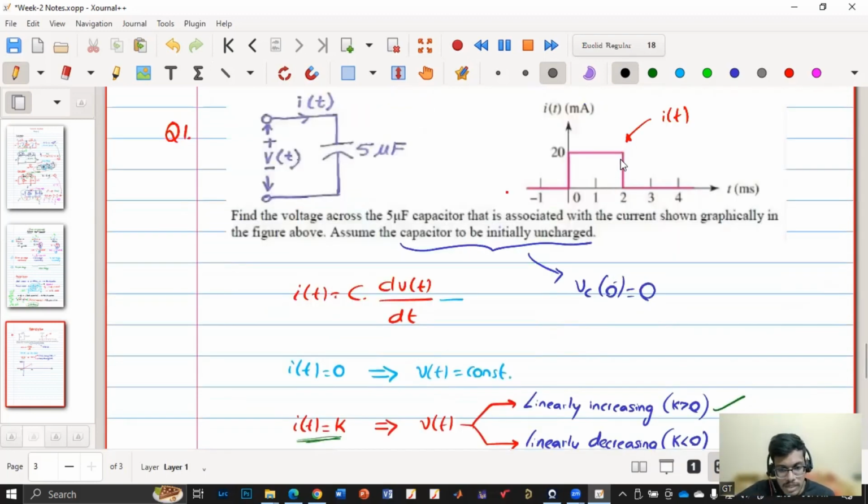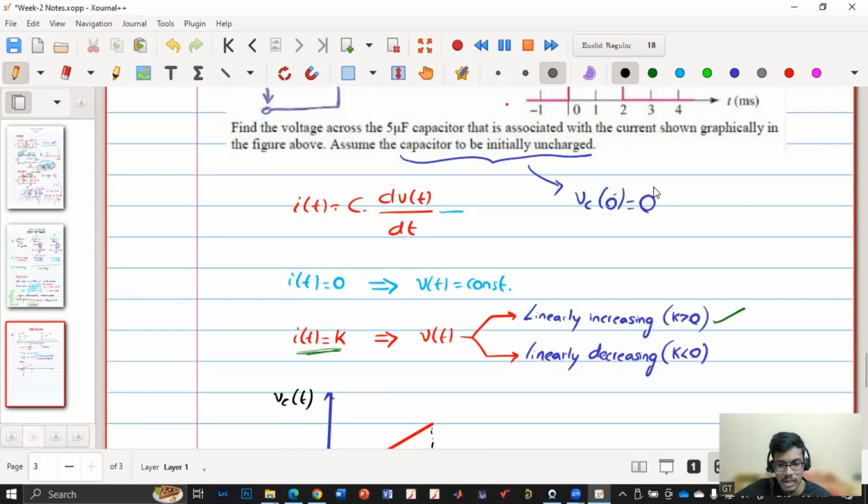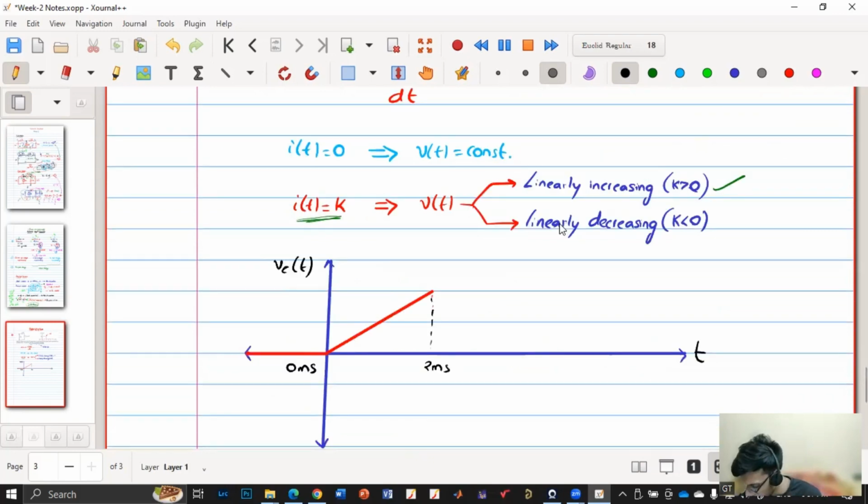After that, the current has become 0 again. So it means the capacitor voltage is constant. Whatever value it has reached in these 2 milliseconds, it will stay constant. One thing we have understood is that capacitor voltage is continuous. So that's why it remains constant at this same value. So this is the waveform of the capacitor voltage.